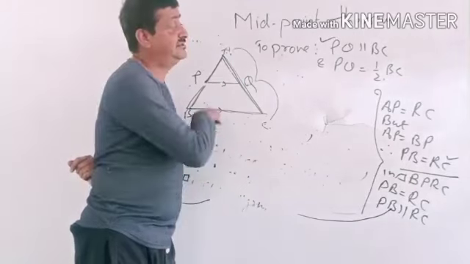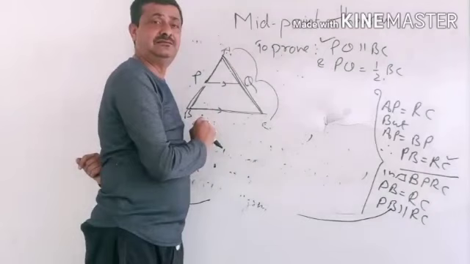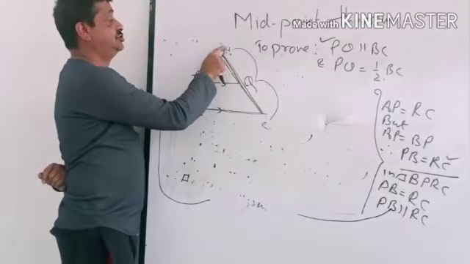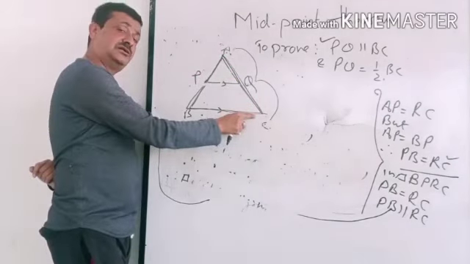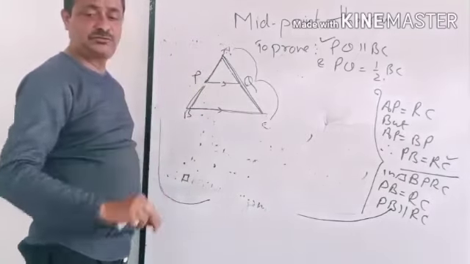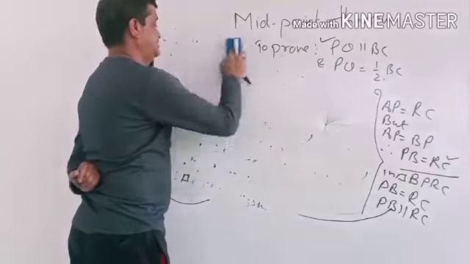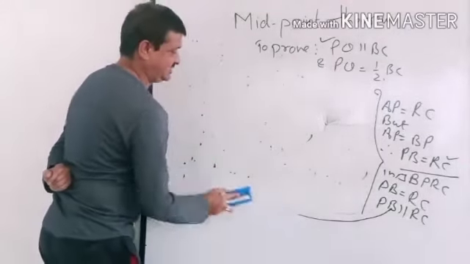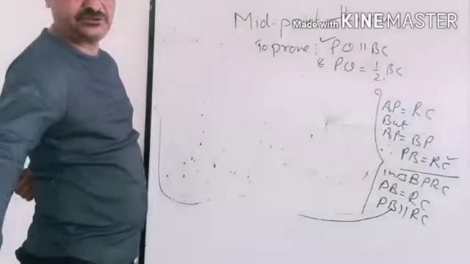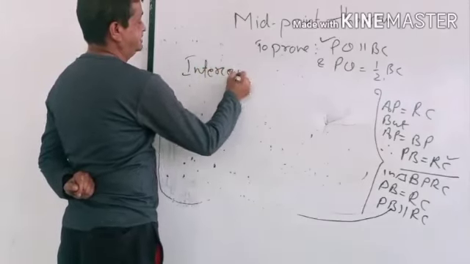Clear? Try to understand the difference between the first proving and this one. There it was given that P and Q are the midpoints, and here you are finding Q as the midpoint of AC due to the converse of the midpoint theorem. Clear? Then one more thing which is in your syllabus, and that is the intercept theorem.